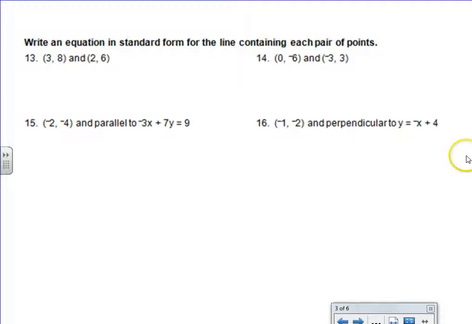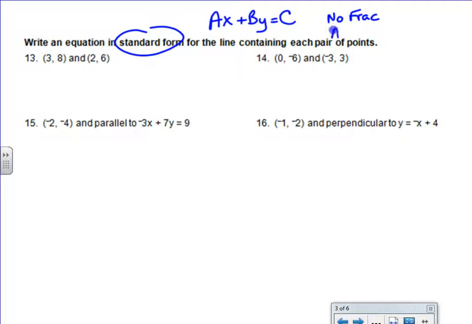Okay. This time they want the answer in standard form. Standard form looks like this: ax plus by equals c. And the idea is you can't have any fractions or decimals, and the a must be a number that's positive. So if it's not falling into those categories, you've got to do a little rearranging.